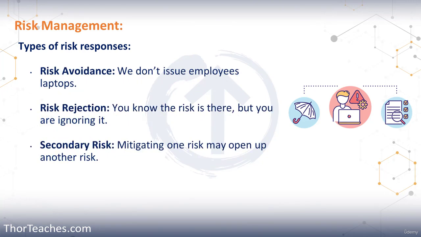Then we have risk avoidance. This is us not issuing the laptops. We know the risk is there. It's not feasible to do mitigation. We can't transfer. We can't accept the risk. Well, then we do risk avoidance. We don't issue the laptops, or we don't build our data center in an area that's prone to flooding. And those 4 are the only acceptable responses.